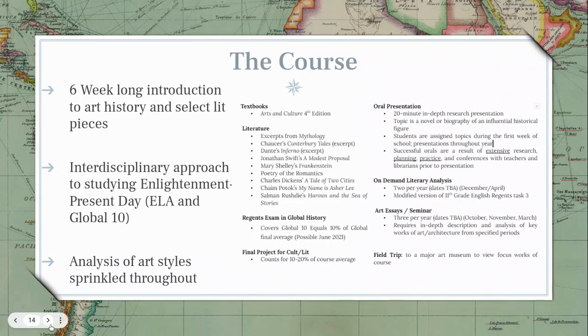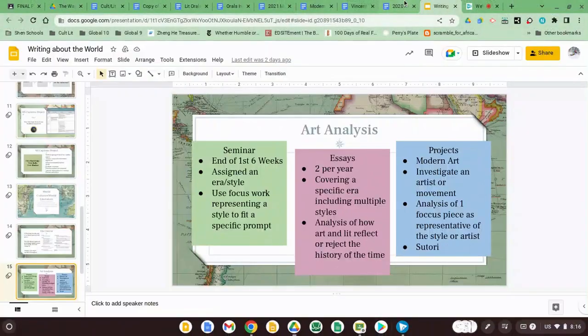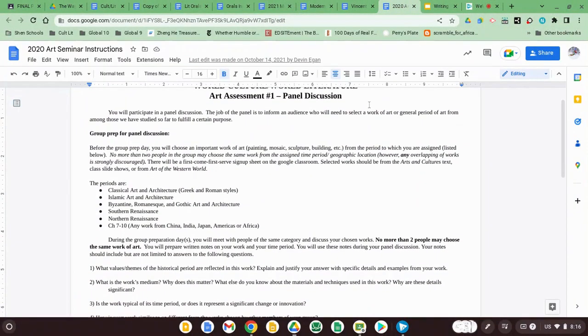We have several different means by which we teach the art. So when we're looking at strictly art, we have 3 ways that we do this. At the end of that first 6 weeks, we have our art seminar. What it entails: kids are assigned an era or a style. So specifically, you might be assigned Northern Renaissance art. You have to pick a focus work from that style, and you need to make it fit a specific prompt. The instructions for the art seminar are here.